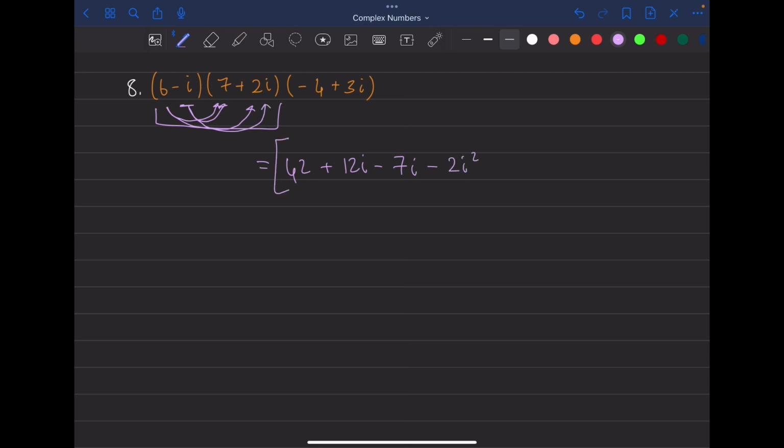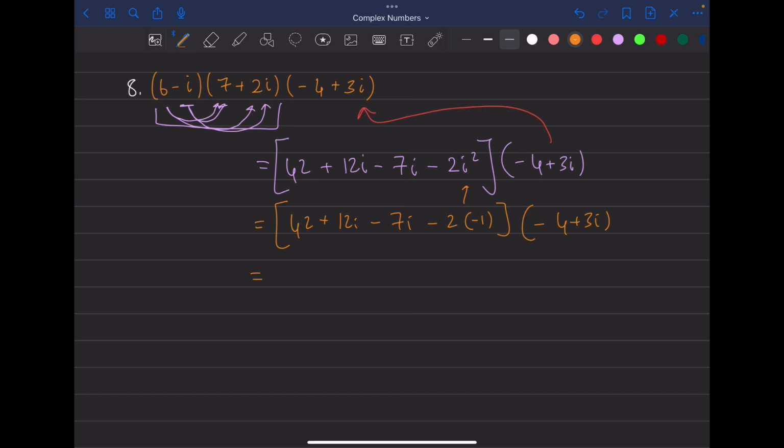And then all of this is going to be multiplied by negative 4 plus 3i, because that's our third bracket that we have not touched yet. Our next step is to probably substitute the i squared, because if you start multiplying right away, you're going to get a lot of unnecessary terms that you could have avoided if you simplify first. Okay, so our rule is to simplify first always. So I'm going to plug in negative 1 into i squared. We have 42 plus 12i minus 7i minus 2 times negative 1, all multiplied by negative 4 plus 3i.